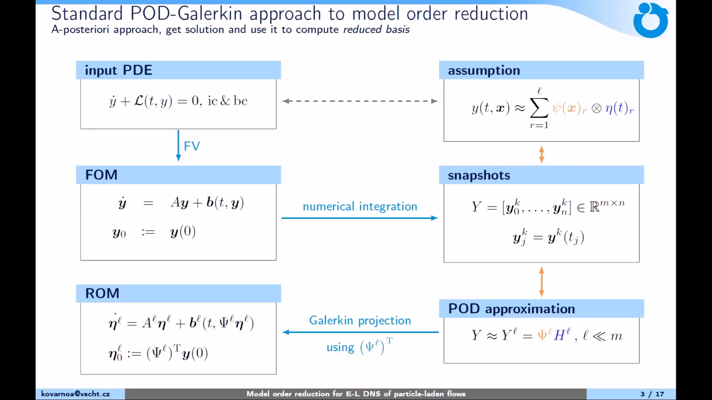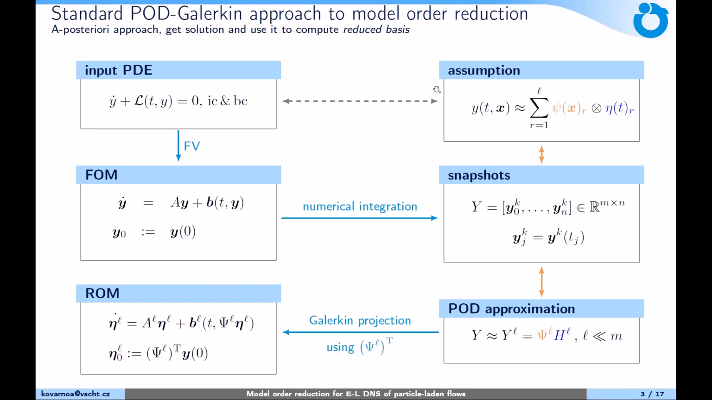Normally, this is done by the proper orthogonal decomposition and Galerkin projection, which is an a posteriori approach. That means that you need to know the solution to construct the reduced order model. We would have our PDE, spatially discretize it, and then numerically integrate this large system and get our solution in the form of a matrix of snapshots, where each column of this matrix corresponds to the solution saved at one time.